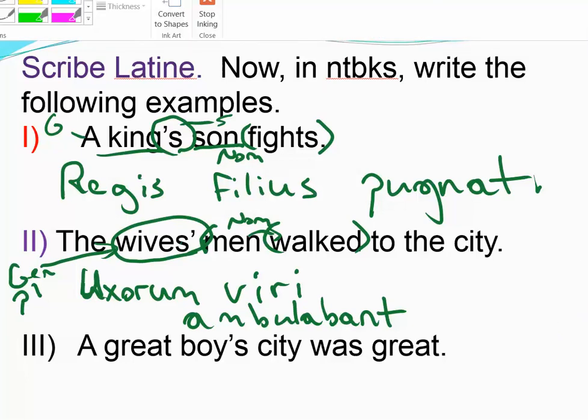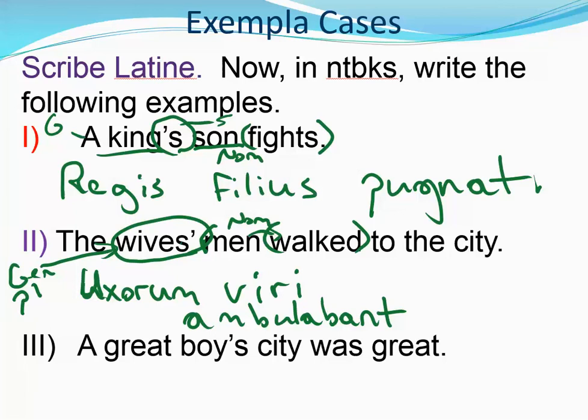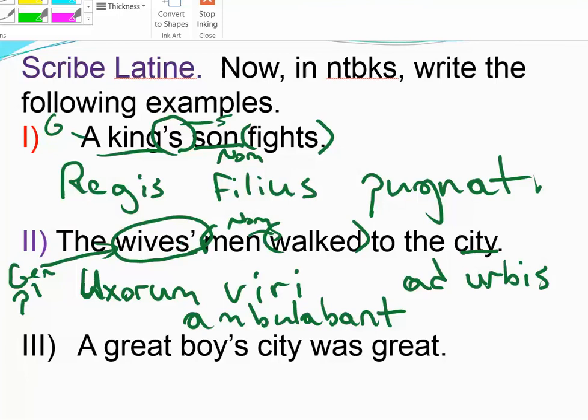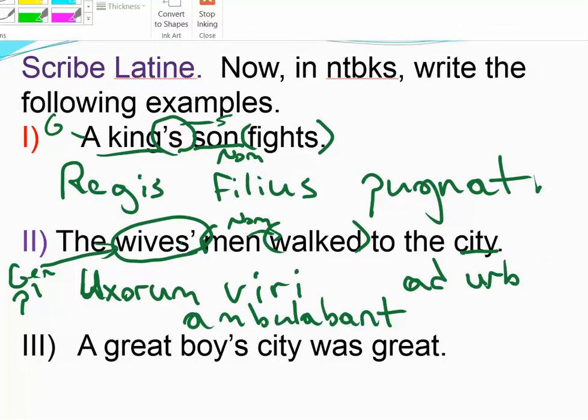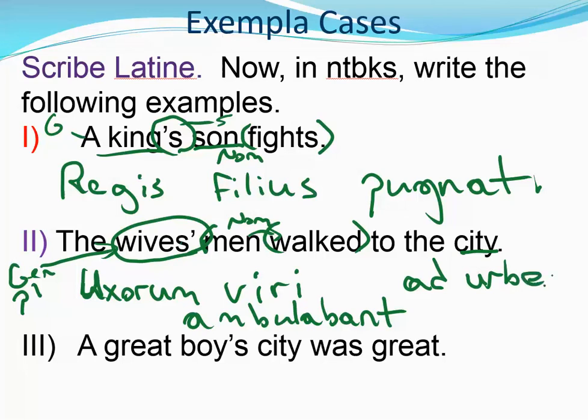But the word for to or toward, ad, is not in the genitive. So city will be accusative. City is urbs, urbis. We need to cut off the is and make it accusative, so that's what we're going to do. So it's urbem. So uxorum, viri, ambulabant, ad urbem.